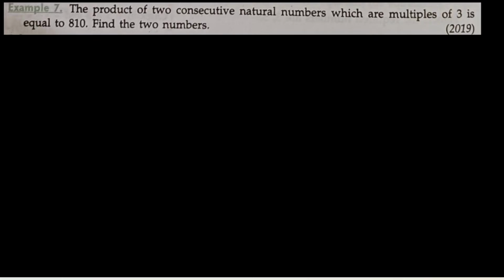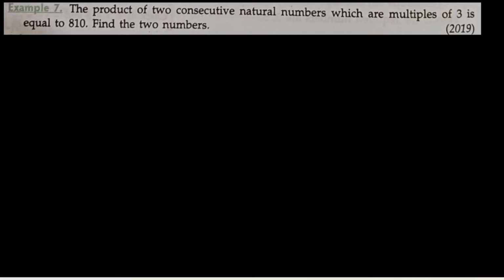So this is also based on the consecutive numbers. Question number 7. So what is given to us? The product of two consecutive natural numbers, which are multiples of 3. Now in the previous question, the consecutive numbers were which type of numbers? Consecutive numbers were odd numbers in the previous question.